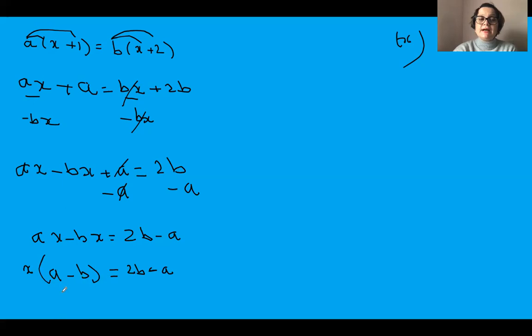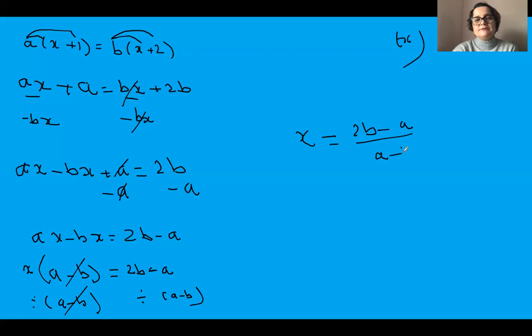And look at the bracket as one term, which means to get rid of the whole bracket, to get rid of this term, you divide, like we've done previously, by the whole bracket. So divide by a minus b, divide by a minus b, just like that. And then cross them out, and we are going to have x equals 2b minus a divided by a minus b.